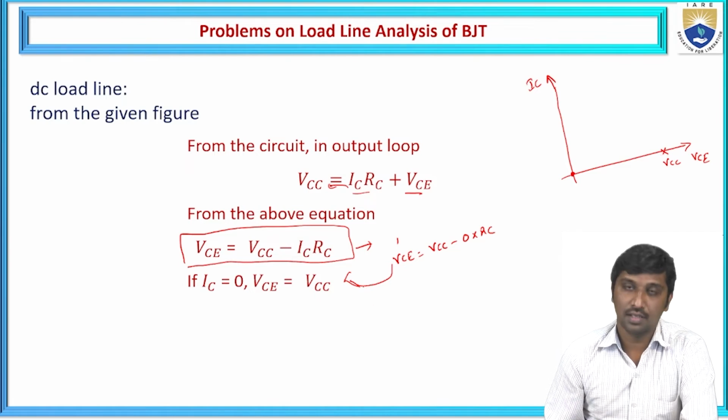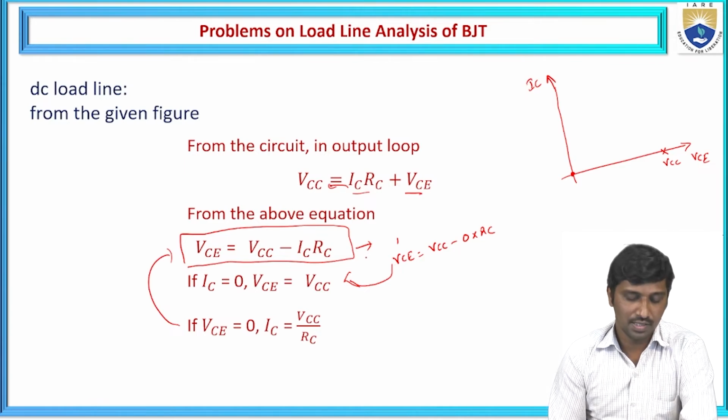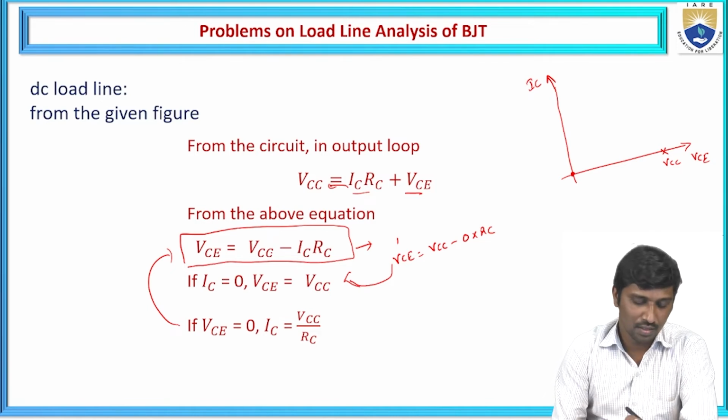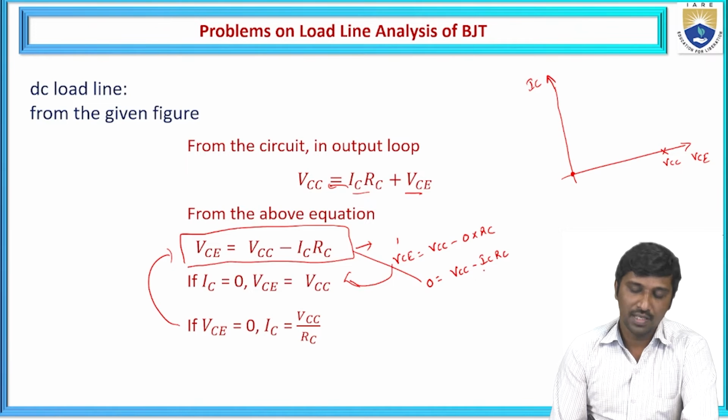Similarly, if VCE is 0 in this equation, what happens here? That is 0 equals VCC minus IC times RC. From this, I am going to find out IC. So when you substitute VCE equal to 0, we get 0 equals VCC minus IC times RC. From this, I am going to find out the IC parameter.